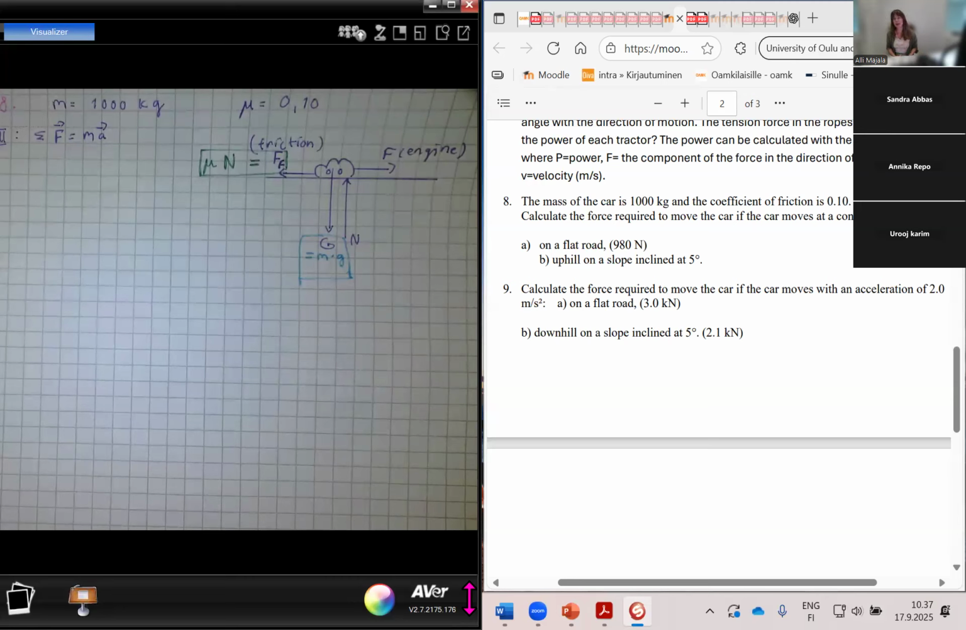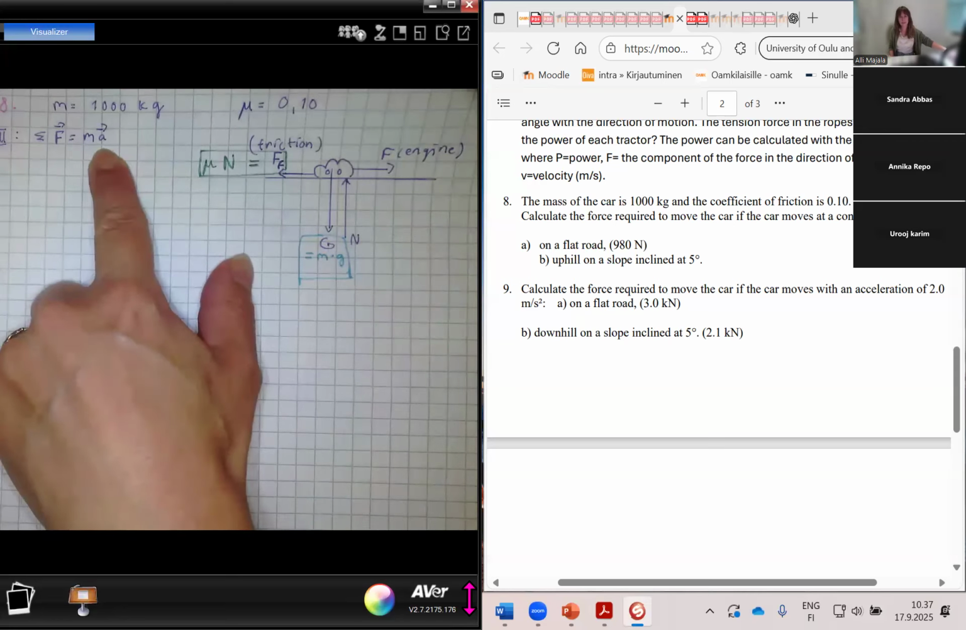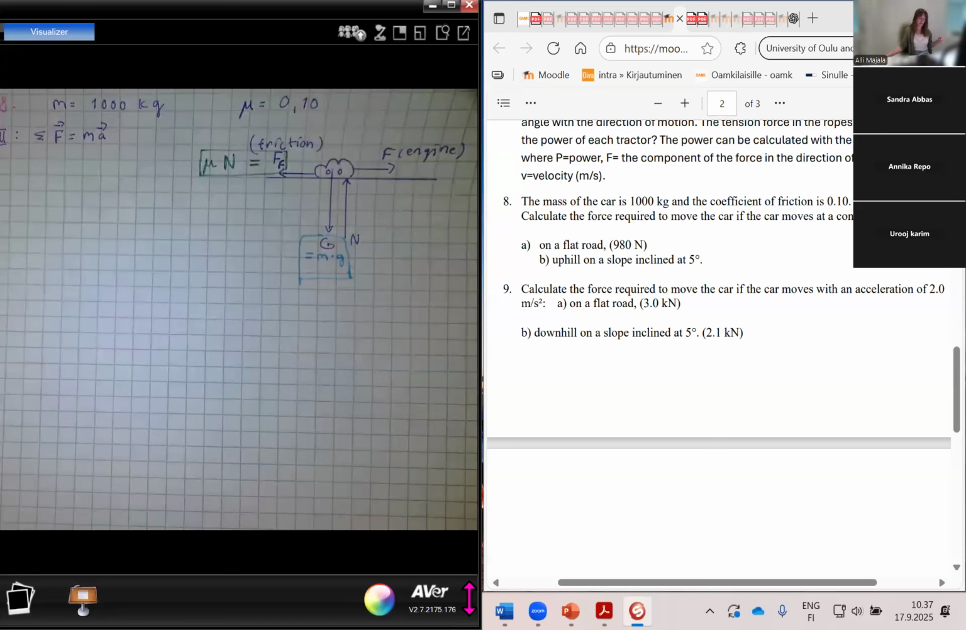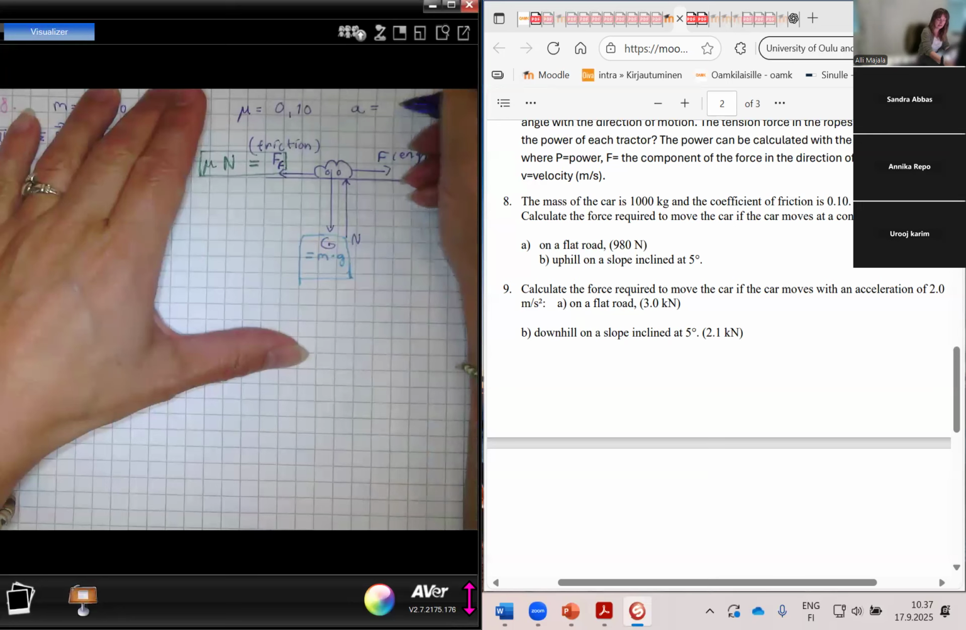Do you know what that means? So how about the acceleration here, if it moves at constant speed? 0. Yes. So then you get to write one more thing there, yes? Acceleration 0.